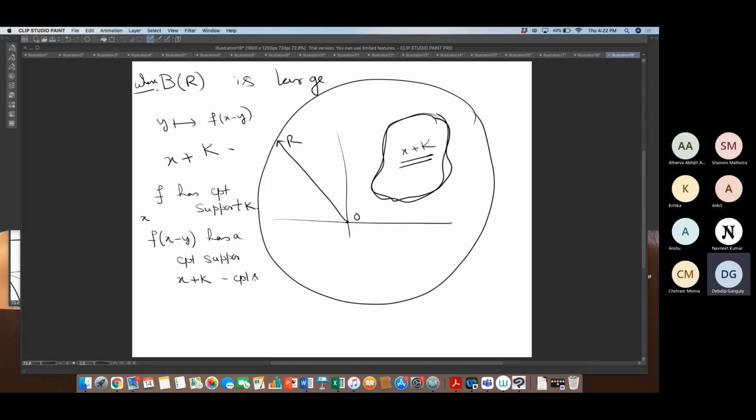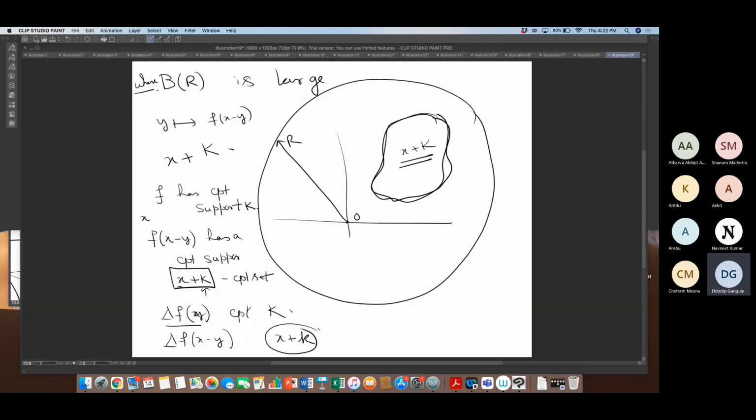The compact set for each fixed x, this x plus K is a compact set. So Laplacian of f has a compact support, the same set K, because if f is compactly supported, its derivative also has a compact support. If it is C2, then its second derivative also has a compact support. So Laplacian of f of x minus y also has compact support x plus K.